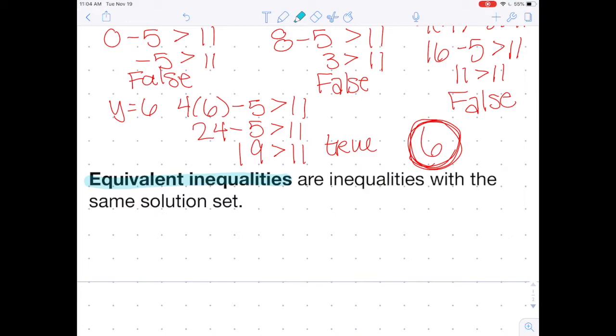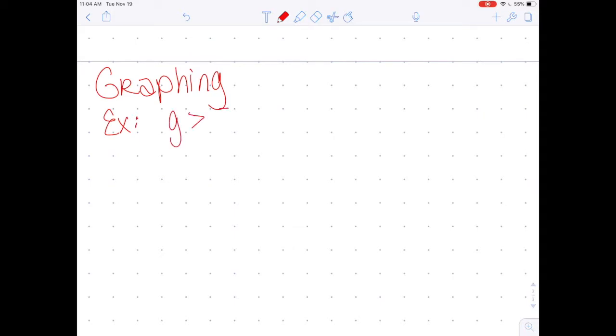So, next thing we need to talk about is graphing inequalities. So, let's jump right into this. Graphing inequalities. If I have the example g is greater than 5.8, what happens is we need a number line.